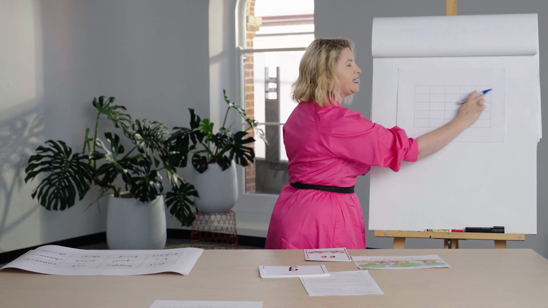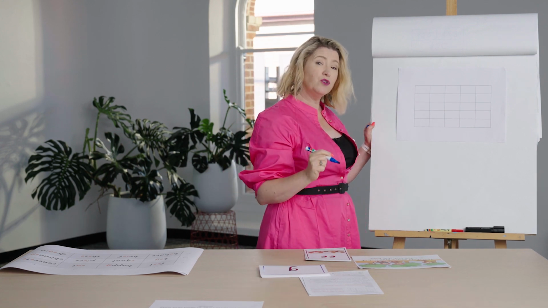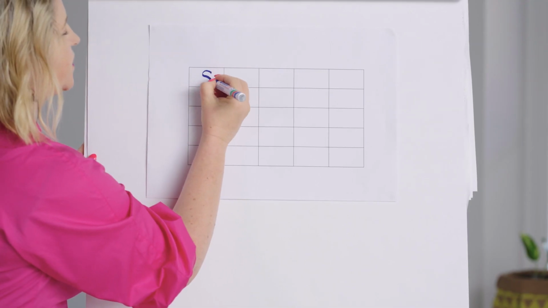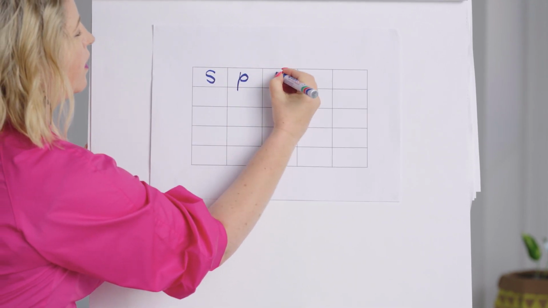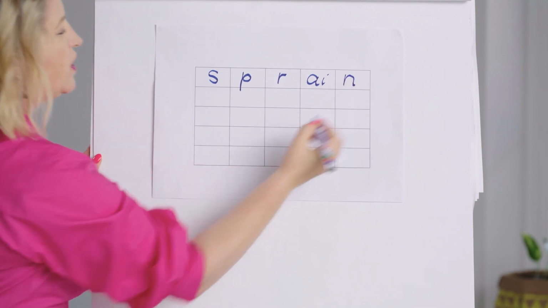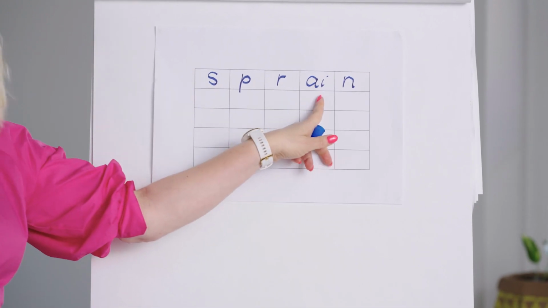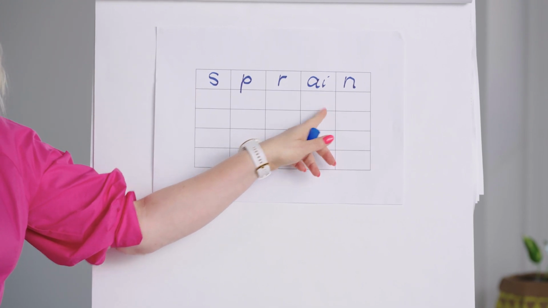I've got some boxes here. See if you can write yours with a little gap in between for each sound. Say the sounds as you write them. S-p-r-a-n. Sprain. Check yours, is it the same? Did you get the right A? Remember, middle of the words, A-I.